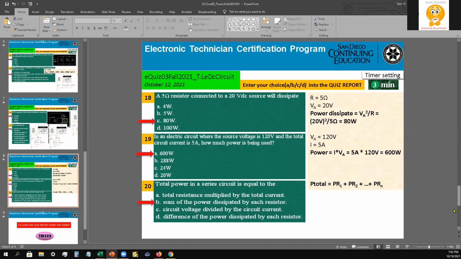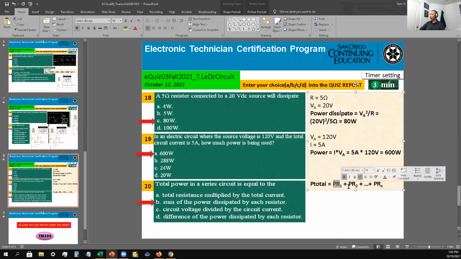Yeah, so the total is going to be just adding the power together. So power dissipation over R1, power dissipation over R2, and power dissipation of whatever R it is, depending on how many resistors you have in your circuit.